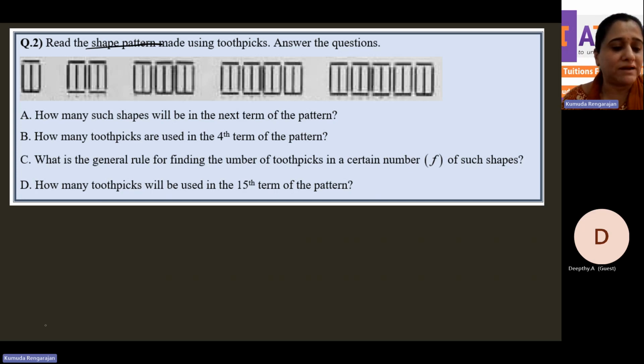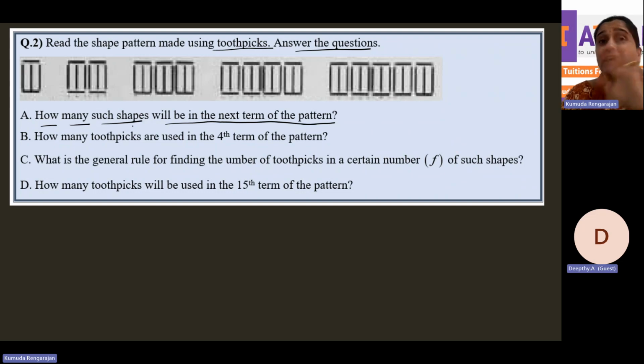Read the shape pattern made using toothpicks and answer the questions. How many such shapes will be in the next term of the pattern? Not how many toothpicks, but how many shapes. Here they've used 1, in the second term 2 shapes, here 3, here 4, here 5. So here, 6.